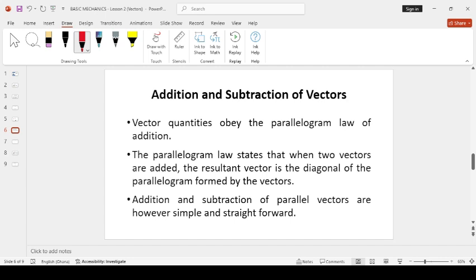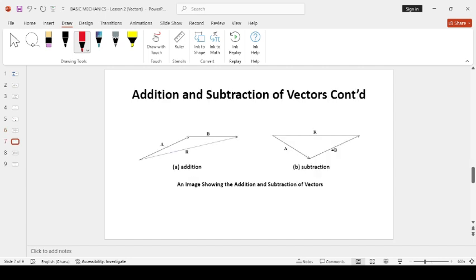When two vectors are added, the resultant vector is the diagonal of the parallelogram formed by the vectors. Addition and subtraction of parallel vectors are, however, simple and straightforward. So let me talk about the parallelogram law, then we'll talk about the other one. So this is an image showing the parallelogram law of vector addition.